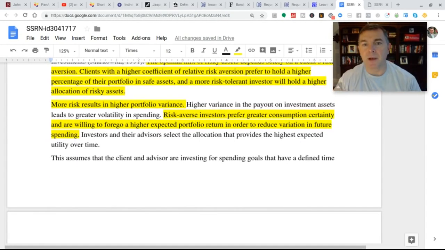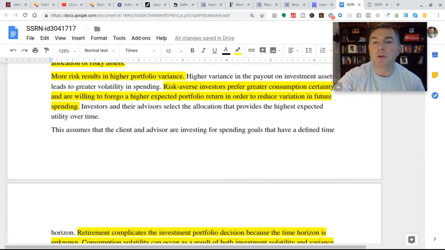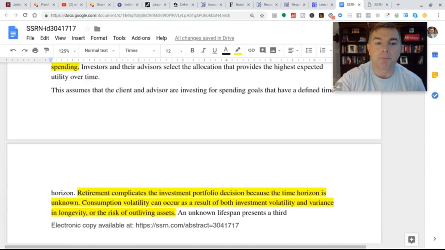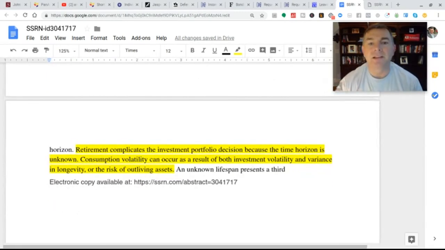Okay, risk-averse investors prefer greater consumption certainty and are willing to forego a higher expected portfolio return in order to reduce variation in future spending. Retirement complicates the investment portfolio decision because the time horizon is unknown. Consumption volatility can occur as a result of both investment volatility, but also the fact you don't know when you're going to die. And then you have a risk of outliving your assets.